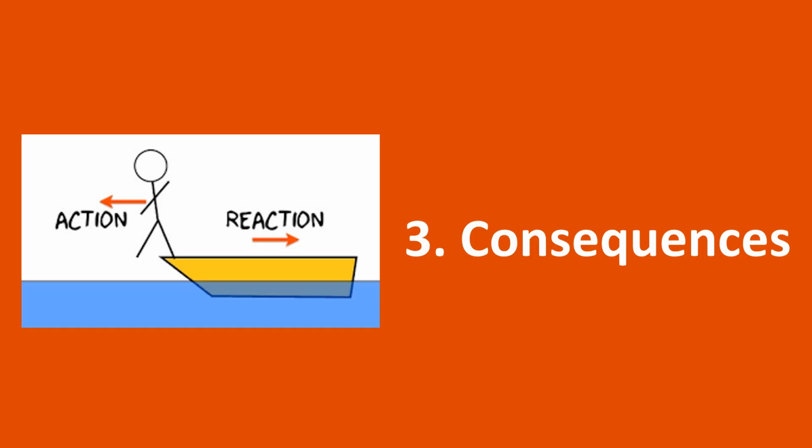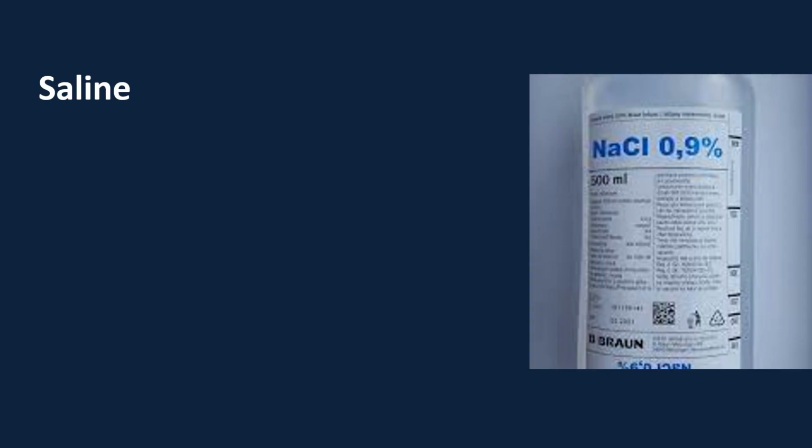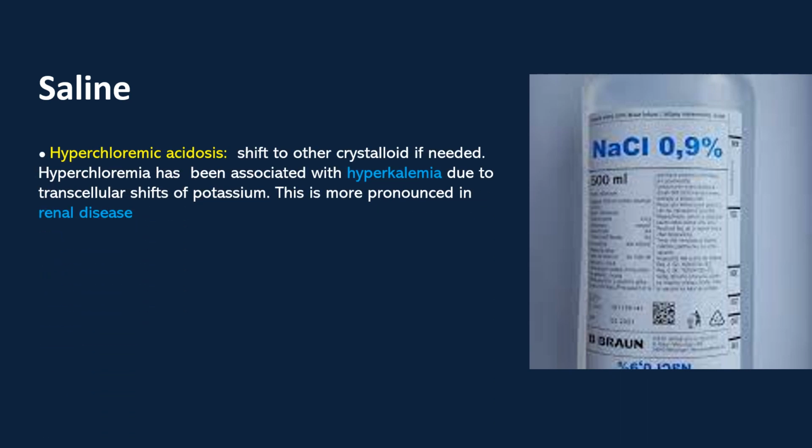So, after giving fluids or after taking any decision, you should always think about dealing with consequences. Consequences are the result of your action, and you should always anticipate the presence of problems and have a plan to deal with them. So, what are the consequences of using saline? Saline is not a heavenly product, it is a human-made product, and in spite of it being beneficial, it can have some consequences. The most known consequence is hyperchloremic metabolic acidosis.